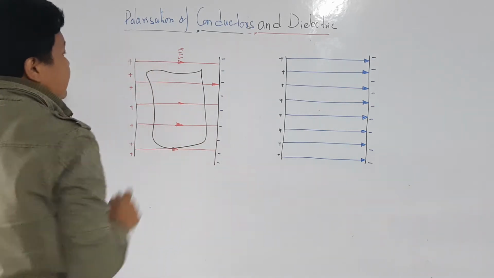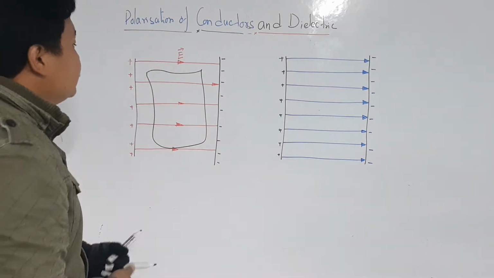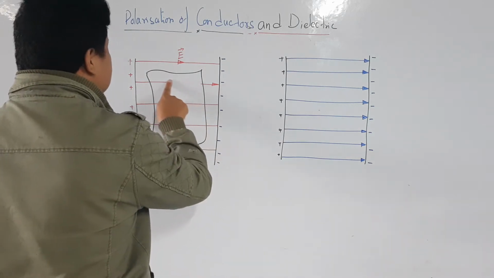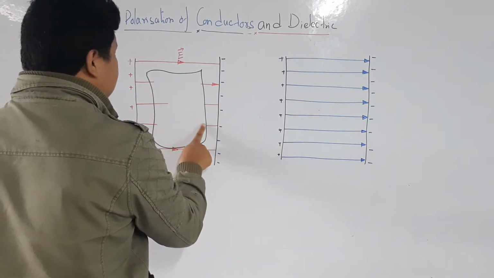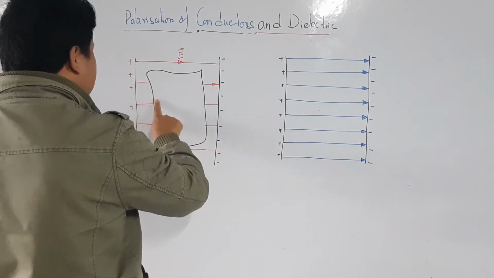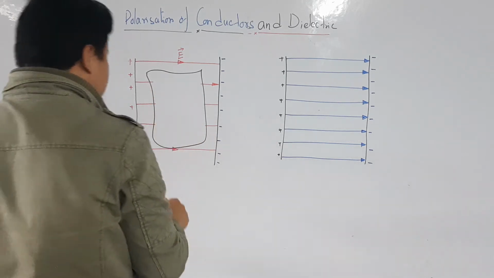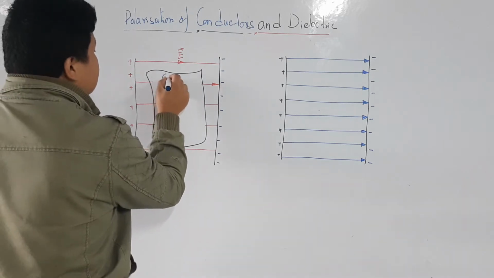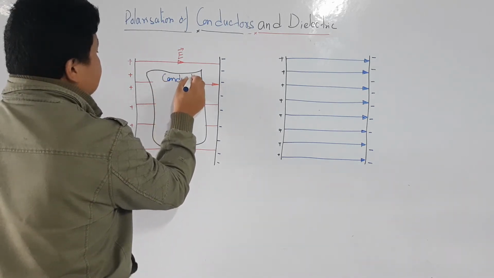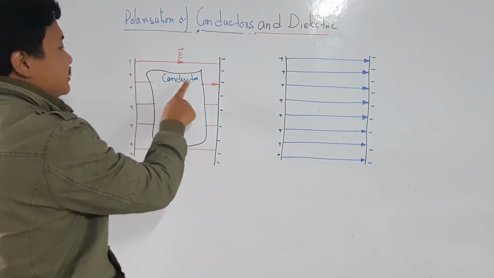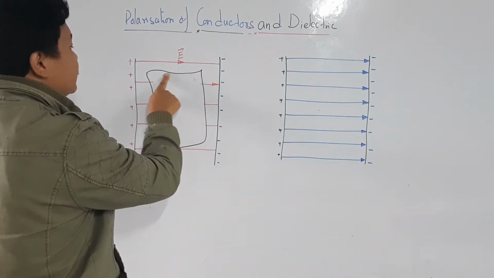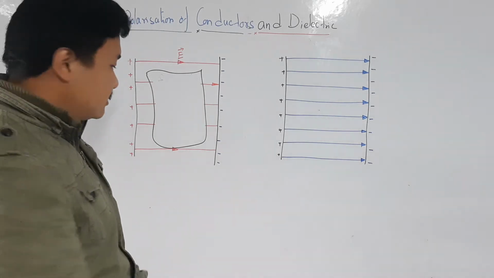So this is my conductor, right? There is a conductor in between in the uniform electric field like this. Please remember, conductor. Now what happens is there are so many charges inside the conductor. What are there? There are free charges.